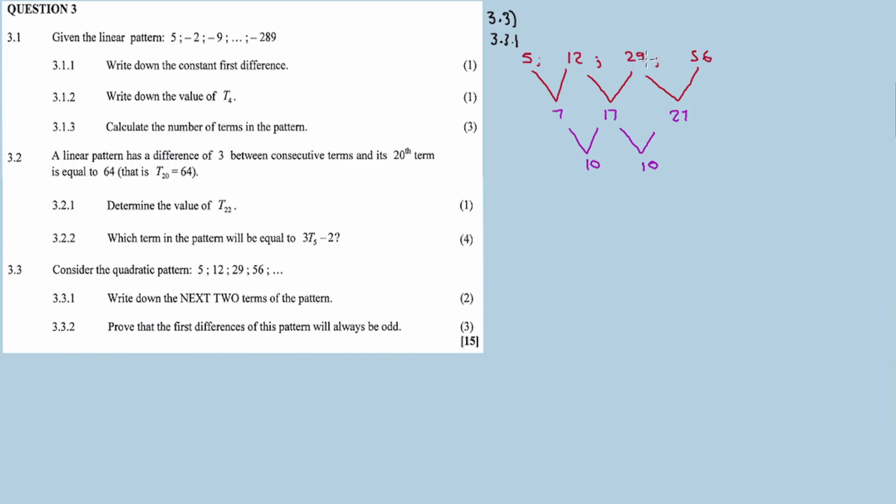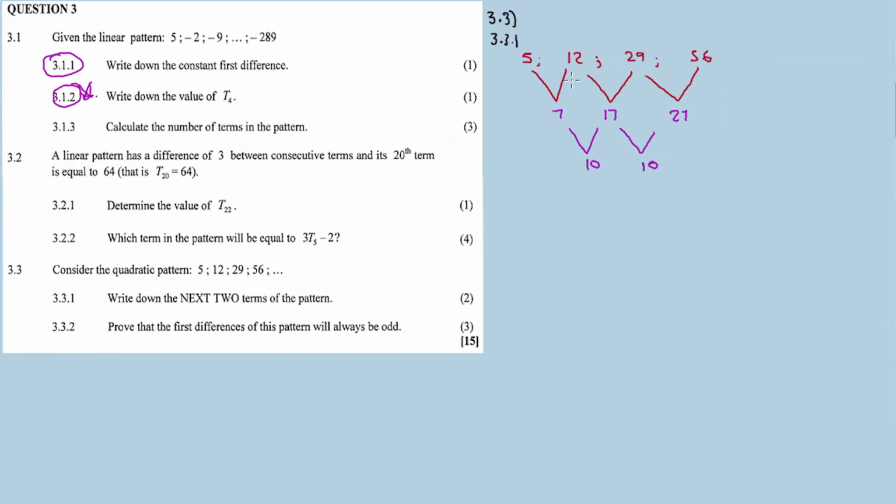We create this branch, this branch diagram, and then you get the next two terms, just like in 3.1.1 or 3.1.2. In this question I created something like a branch, then I add accordingly. So we do it the caveman style, if you may.